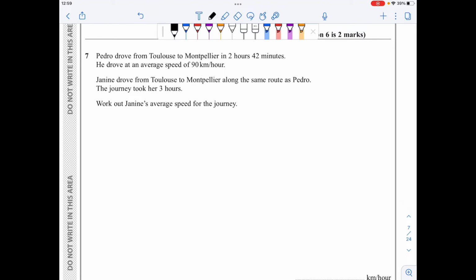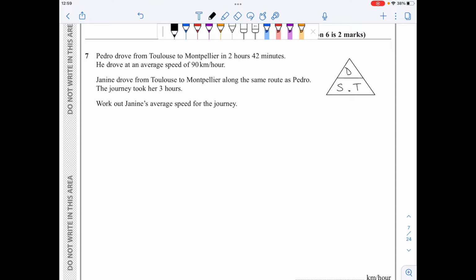For question 7, I'll need the distance, speed, time triangle, which basically says that if I want the distance, then hide the distance, that's speed times time. If I want the speed, this is distance over time. If I want the time, that's distance over speed.